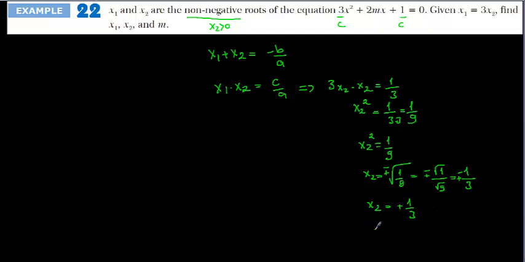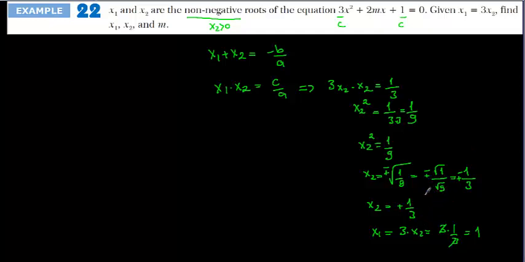So x1 is equal to 3 times x2, which is equal to 3 times 1 over 3. The result is going to be equal to 1. So x1 is equal to 1.